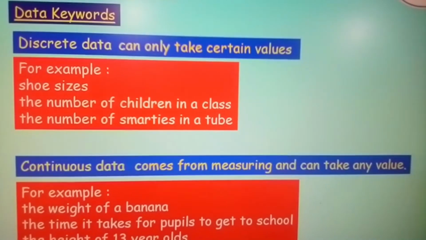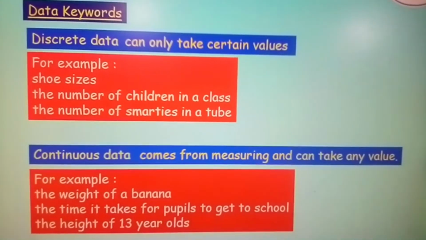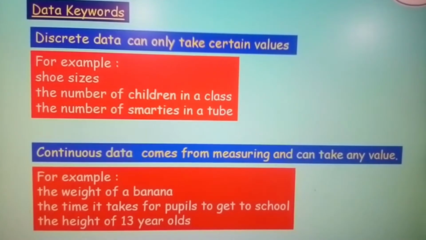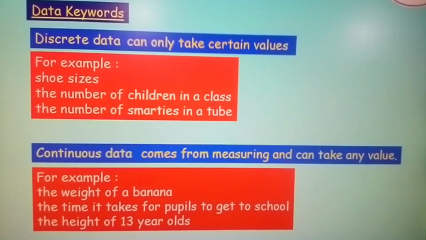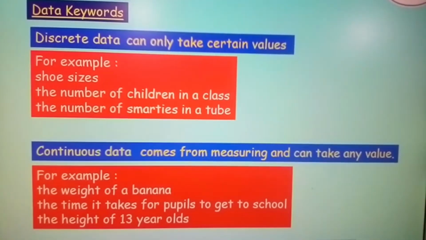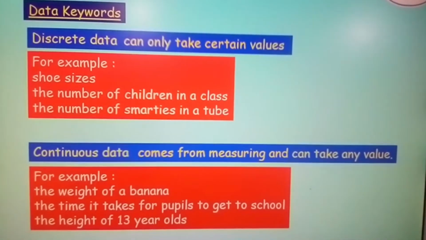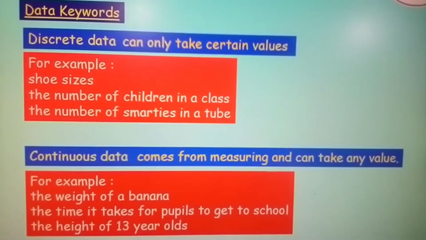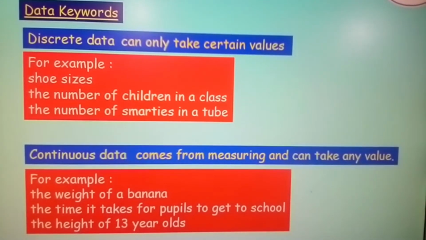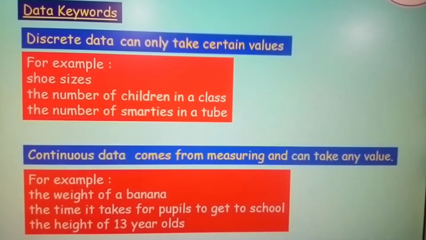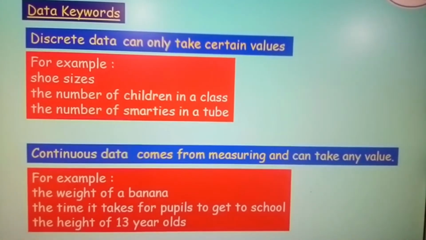Okay. For example, the weight of a banana, the time it takes for pupils to get to school, the height of 13-year-olds, or 16-year-olds, or if you prefer, 21-year-olds. The age is purely as a point of reference to show that we can actually use information collated and collected, or collected and collated if you wish. Okay. Right.